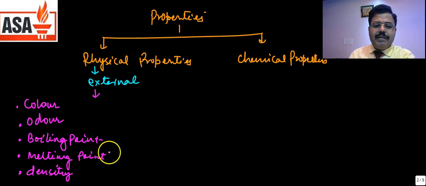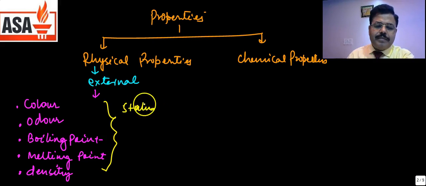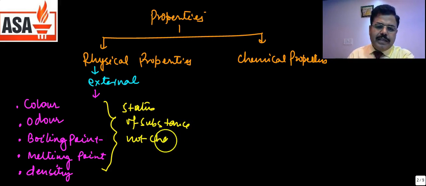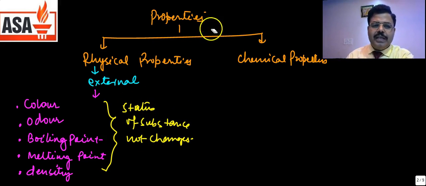Because when melting and boiling occur, the identity of the substance does not change. Right before we boil something, the substance does not change, but after boiling it may turn into vapor. After melting it may turn from solid to liquid, but before that the substance does not change. So these are the physical properties, right?